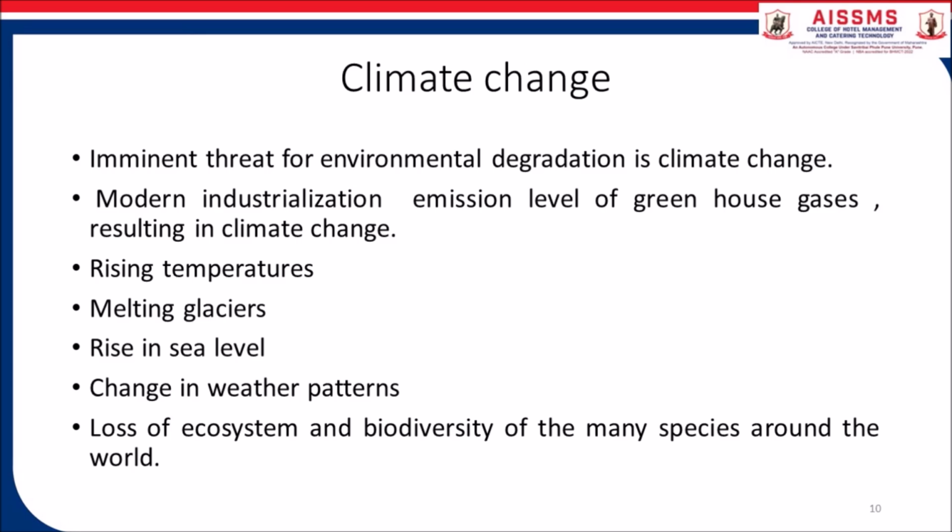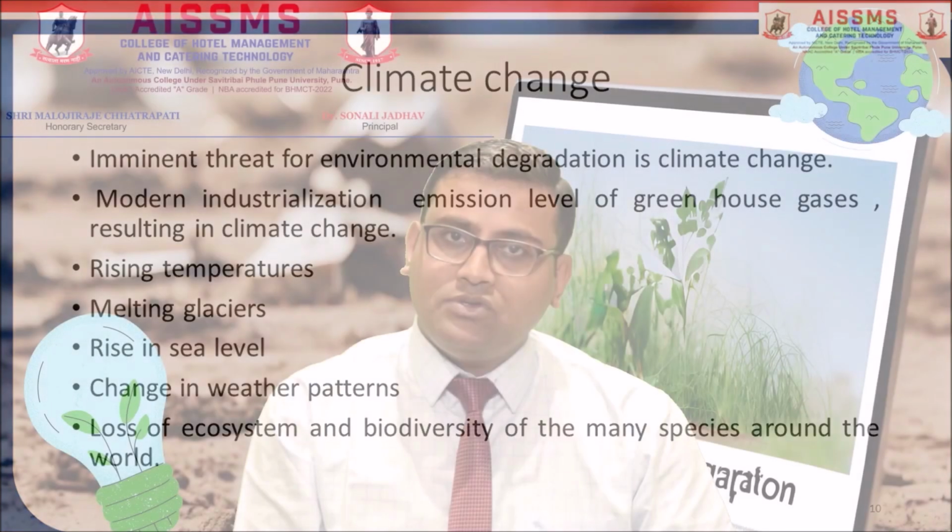Due to modern industrial expansion, the emission level of greenhouse gases is at a very alarming rate, which has resulted in climate change. Rising temperature, melting glaciers, rise in sea level, and change in weather patterns could be some of the prominent examples of climate change. Climate change has also resulted in loss of ecosystems of many species around the world. Next will be overpopulation.